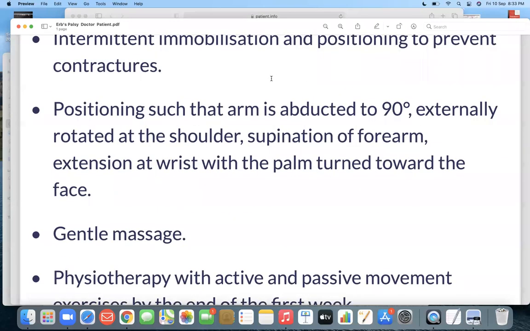If they ask, you will add, because in 3 minutes, what will you tell? You will tell the positioning, and if he asks, you can describe the opposite of the lesion. There is adduction, you will do abduction. There is internal rotation, you will do external rotation. There is pronation, so you will do supination and extension at wrist with palm turned towards the face. This is the positioning if they ask you.